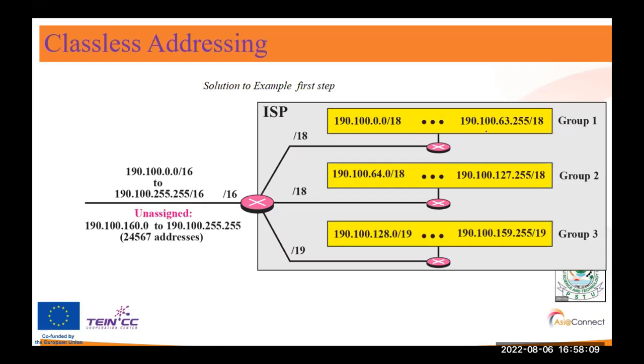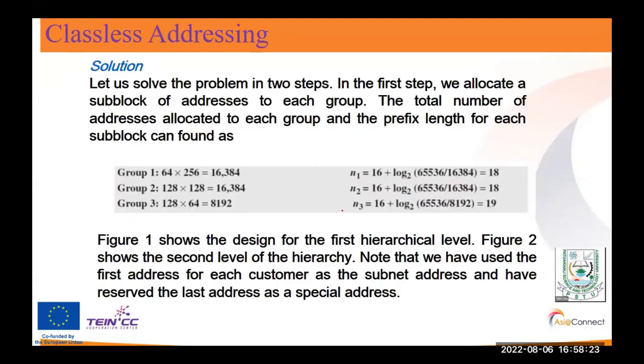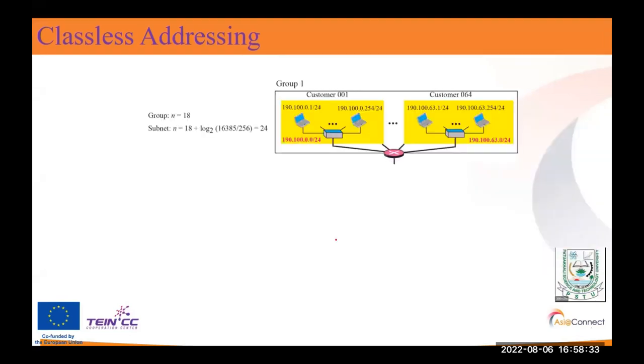Now, every group, because this customer needs to be divided, actually the problem was that each needs approximately 256 addresses. So we just divide the total block into three networks: group one, group two, group three. And next we need to divide this one. For group one, we have already taken N equal to 18.